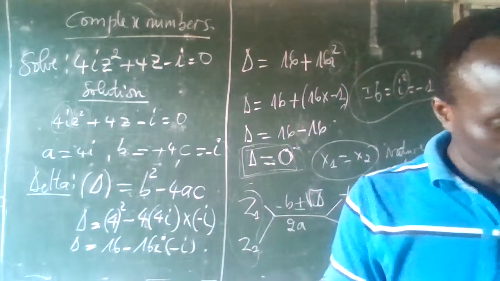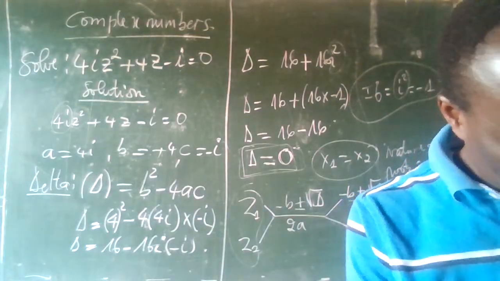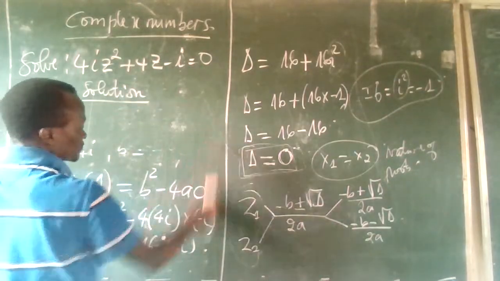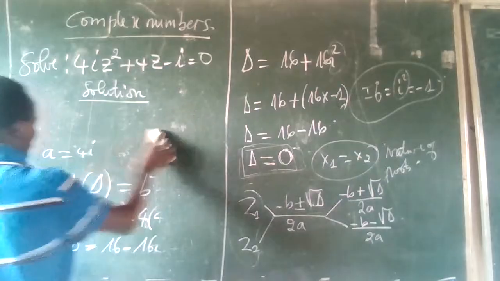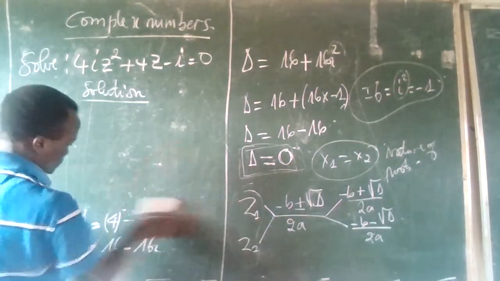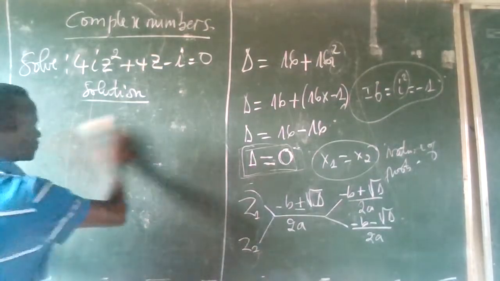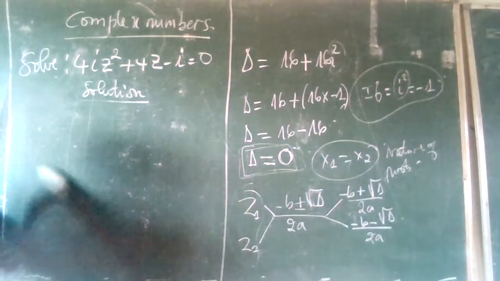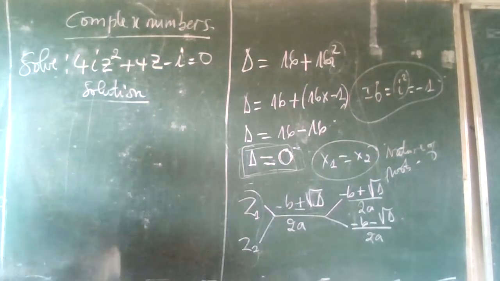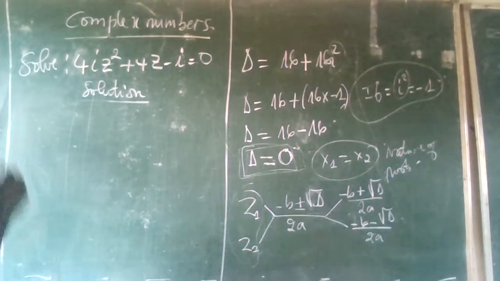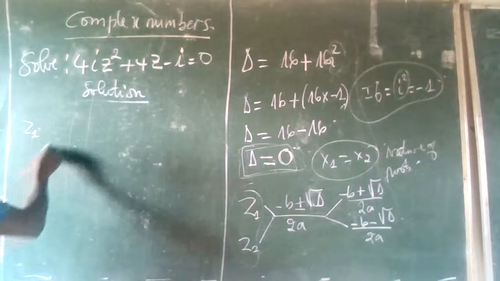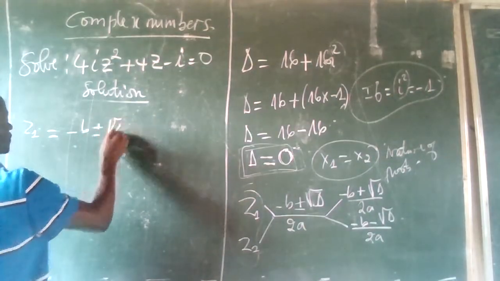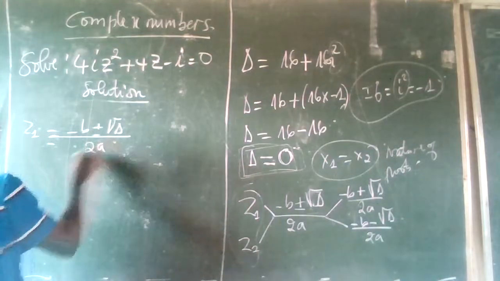Now let us continue. Now it is z1, which is minus b plus root of delta over 2a. This is b.